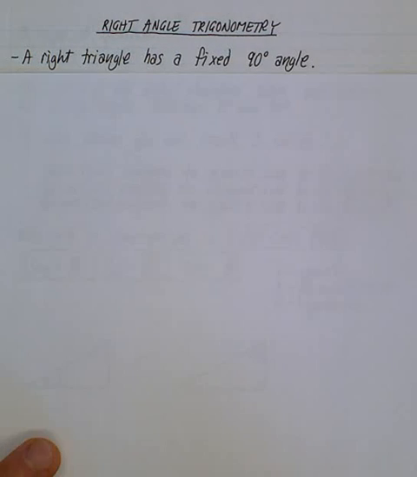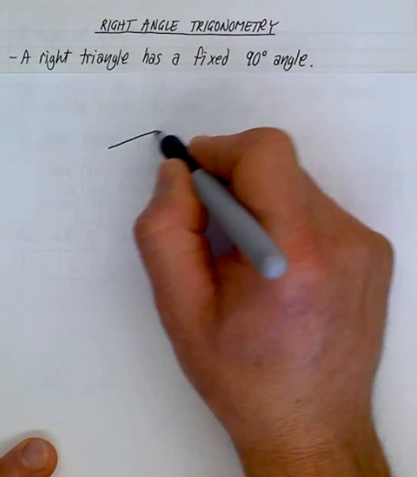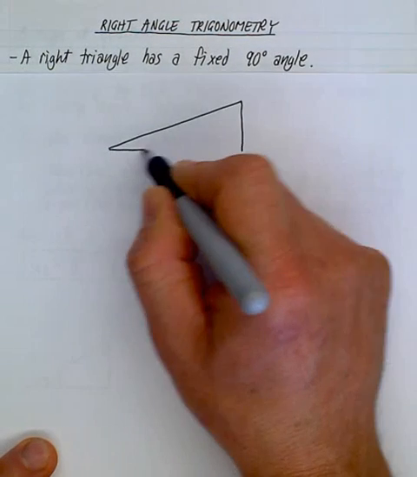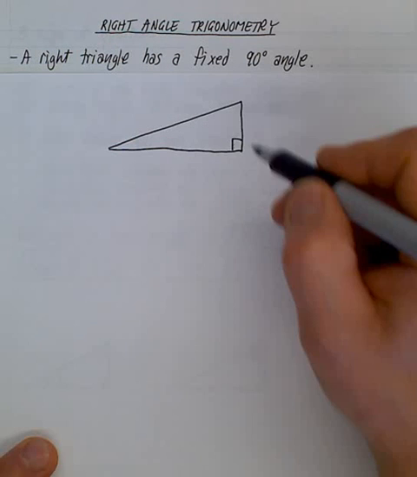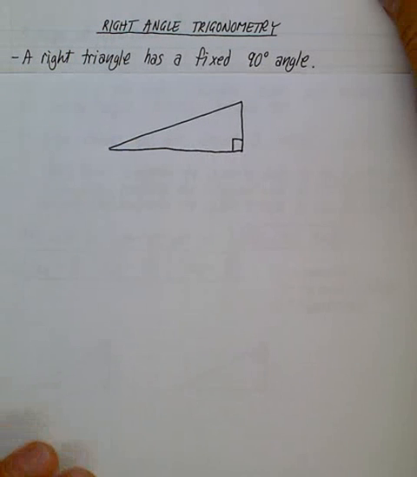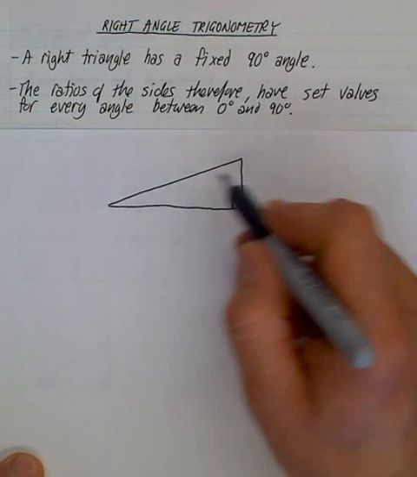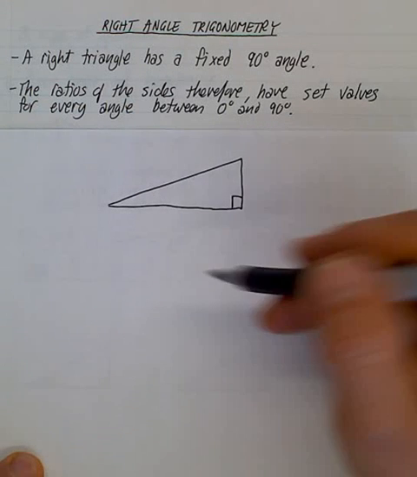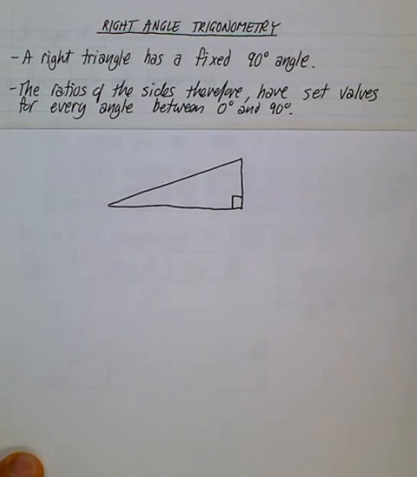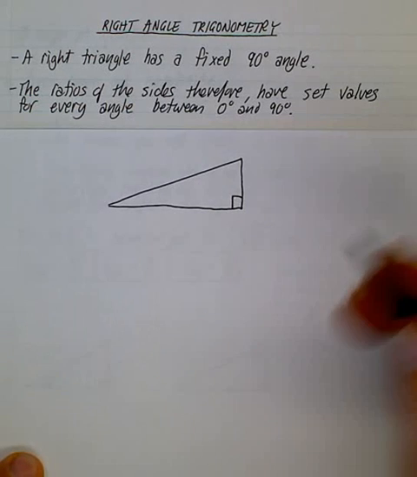Now the fact that we have a fixed 90-degree angle means that we're going to end up with a situation like this. Because we have a fixed angle, the ratios between the sides have set values for every angle between 0 and 90 degrees. If that doesn't make sense right now, hopefully at the end of the video it will.